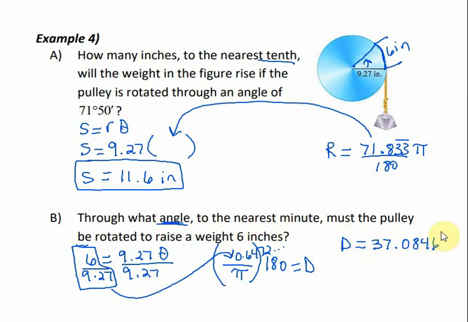So we need to take the decimal part of this and multiply it times 60 to get what it is in minutes. And I would get 37 degrees, 5 minutes.